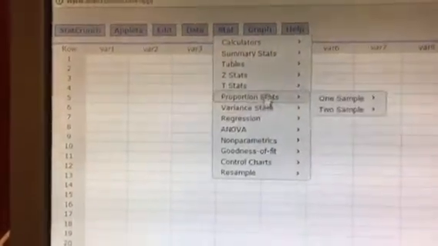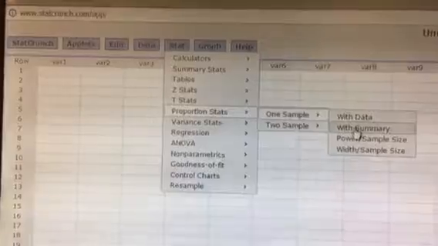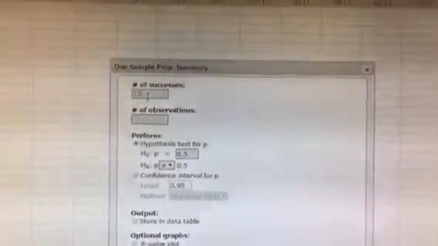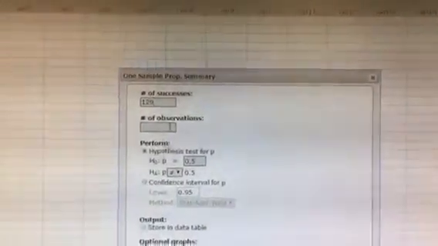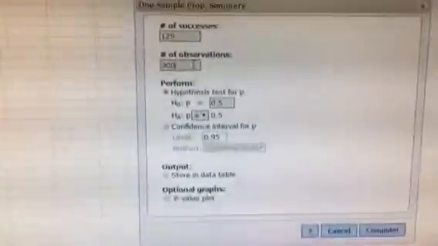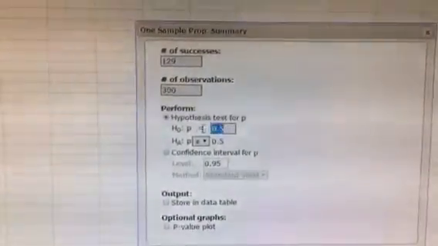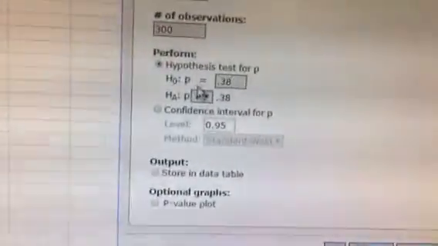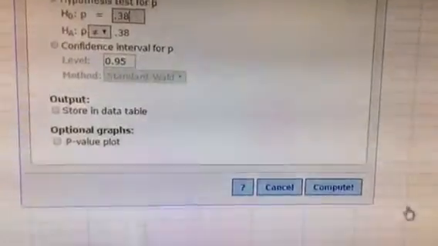So I'm going in my StatCrunch, and I'm going to go to Stat. I'm going to come down to Proportion Stat. I'm going to do one sample with summary. In this box, I'm going to fill in my X, which in this case was 129. I'm going to come down and click here. I'm going to fill in my N, which is 300. I'm going to put in my hypothesis test, where my original proportion was 0.38. Notice I'm going to leave this as a not equal because that means different. And then I'm going to come down and click compute.